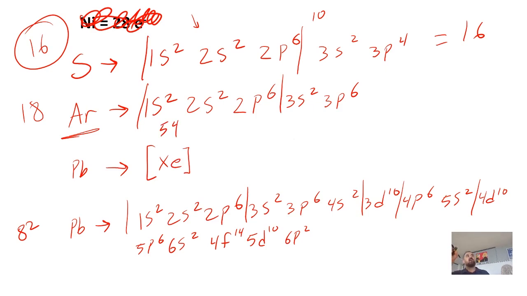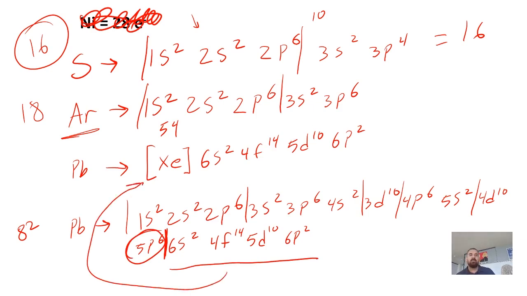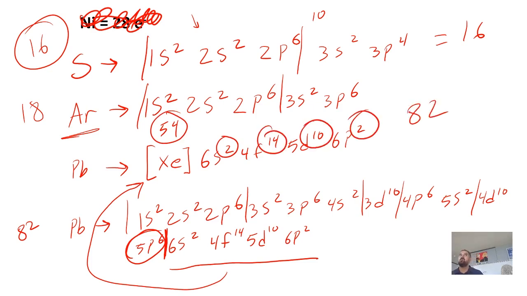So after xenon, where do we go? 6s2, then where do we go? 4f14, then what? 5d10, 6p2. So y'all remember how we talked earlier about all of the noble gases? They end in p6. So you see this 5p6? Everything that comes after this p6 is included in our electron configuration. Now, if we add 54 to 2 to 14 to 10 to 2, what do we get? You're going to get 82. So even if you're looking at shorthand, counting the electrons will get you to the correct answer.